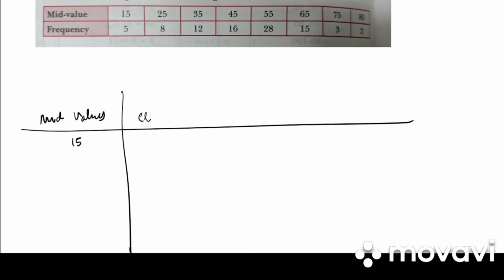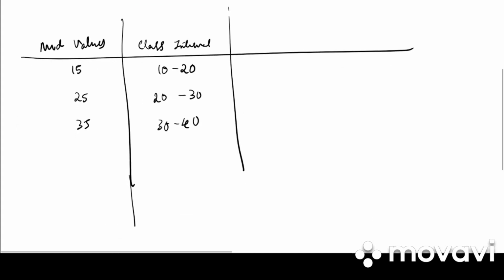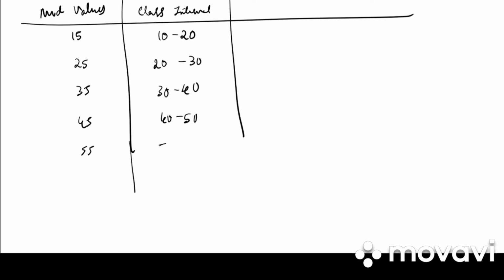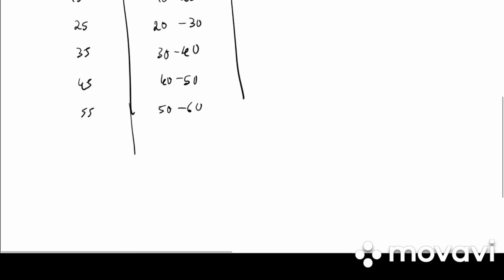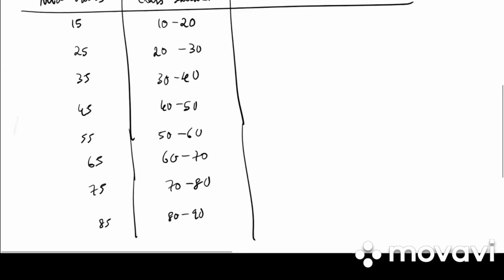15. So what will be the class interval if the mid value is 15? It will be 10 to 20. Then we have 25, 20 to 30, 35, 30 to 40, 45, 40 to 50, 55, 50 to 60, 65, 60 to 70, 75, 70 to 80, 85, 80 to 90.